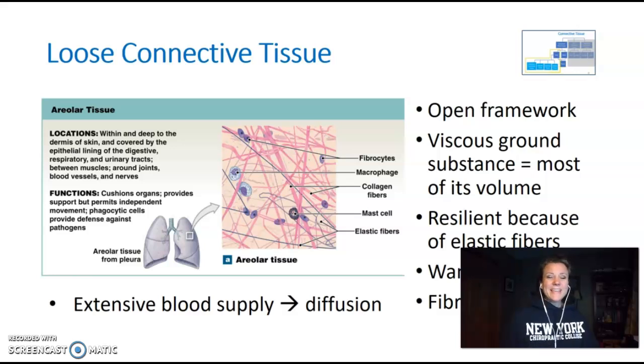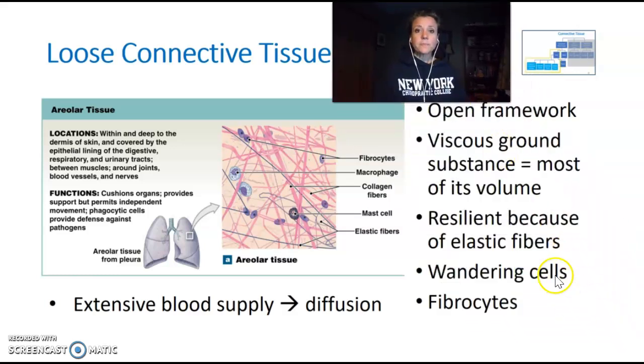Areolar tissue is loose connective tissue, and it's got an open framework. The space is taken up mostly by this viscous ground substance. So it's got very few protein fibers, but it does have a lot of ground substance. It contains a lot of elastic fibers, so it's able to stretch and recoil, and it also contains a number of cells that are migratory.